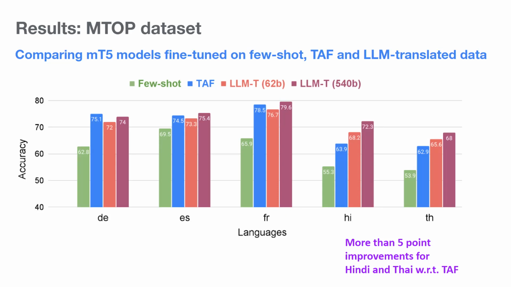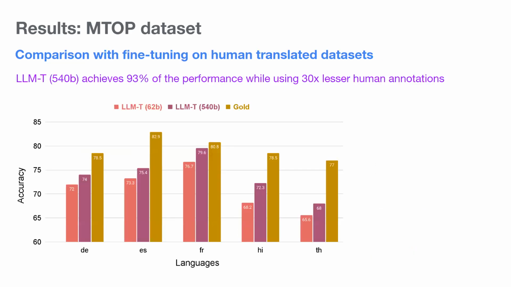In this figure, we compare with fine-tuning on datasets that are fully translated with the help of human annotators. We refer to the human-generated translations as gold translations. We observe that fine-tuning on datasets translated using the 540 billion PaLM model achieves 93% of the gold performance with 30 times less human supervision. However, across all the languages, we also notice a considerable gap with respect to fine-tuning on the gold translations. We expect this gap to reduce with future improvements in large language models and text decoding algorithms.